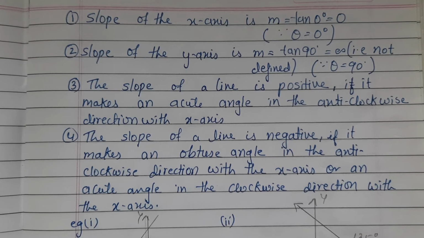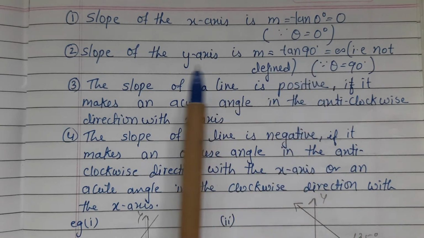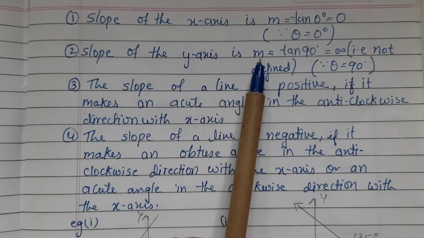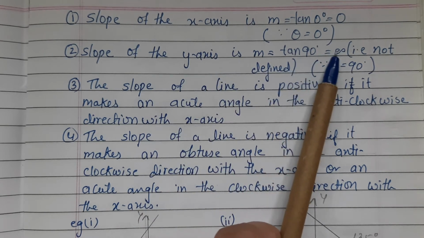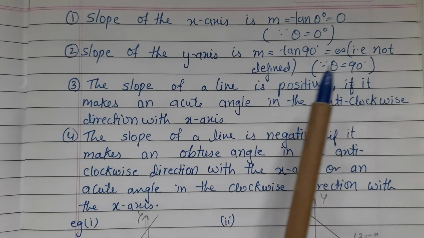First point, the slope of the x-axis is m equals tan theta, tan 0 is 0, since theta is 0 degrees. Slope of the y-axis, m equals tan 90, equal to infinity, not defined, since theta is 90 degrees.